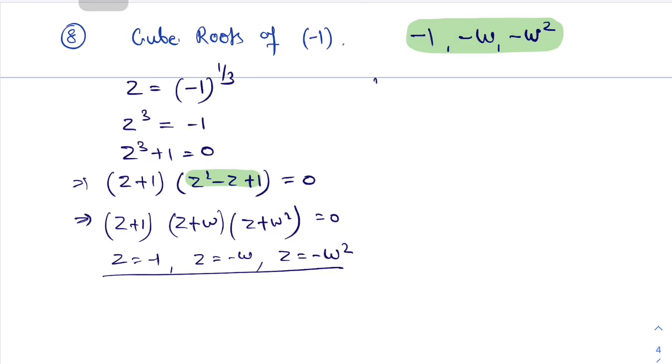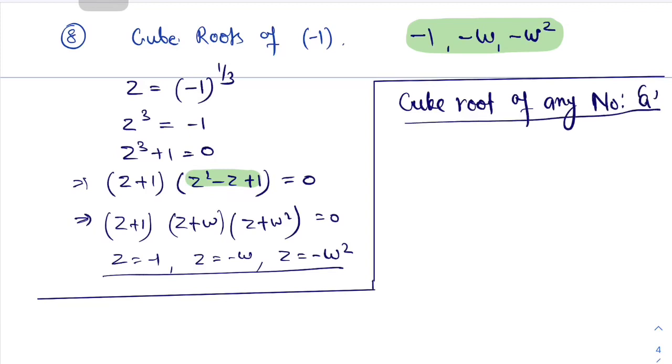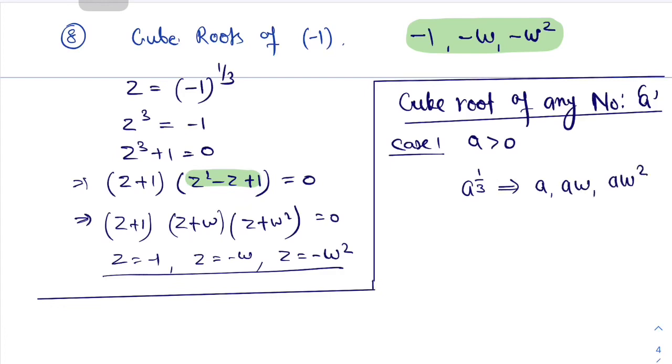Okay, if we generalize this thing on cube root of any number, say a. Okay, if a is any number, a can be positive, it can be negative also. Let me first consider it to be positive. Let's say a is positive. So what are the cube roots of a to the power 1 by 3? So cube roots of a to the power 1 by 3 are a, a omega, a omega square.